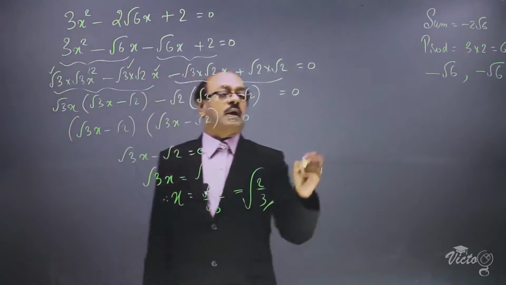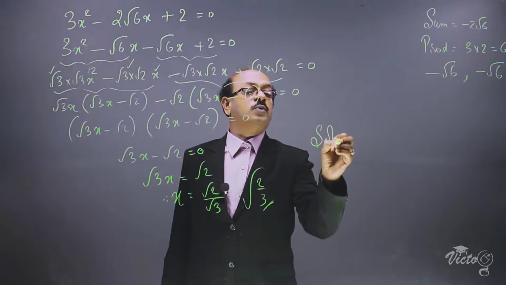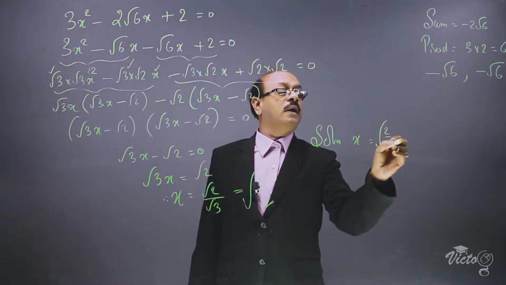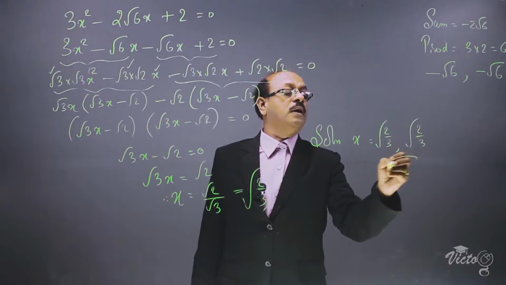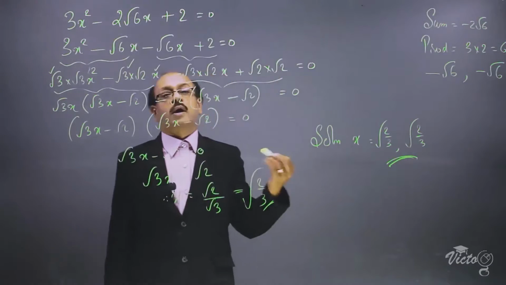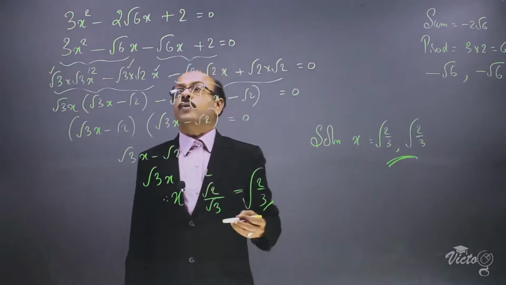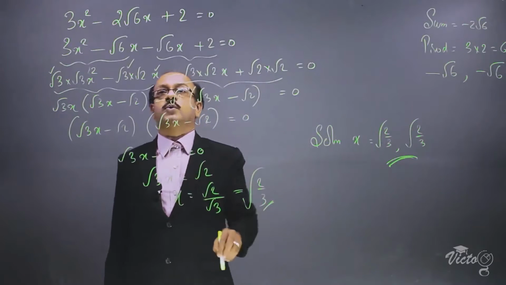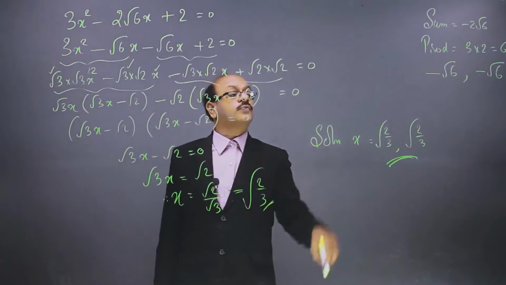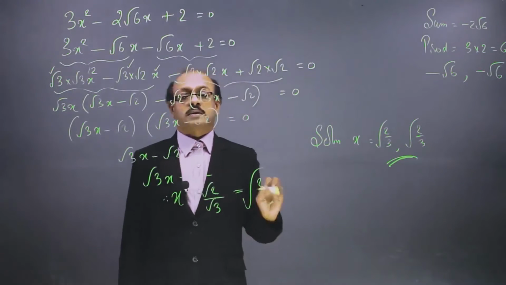So simply we can write the solution as x equals root of 2 by 3, root of 2 by 3. The same value is repeating. The solutions are equal, the roots are equal. So the roots of 3x² − 2√6x + 2 = 0 are x equal to root of 2 by 3, root of 2 by 3 itself.